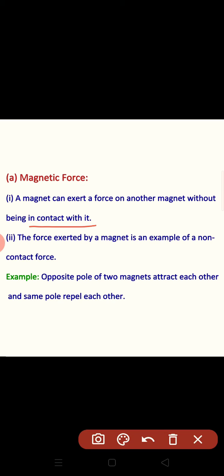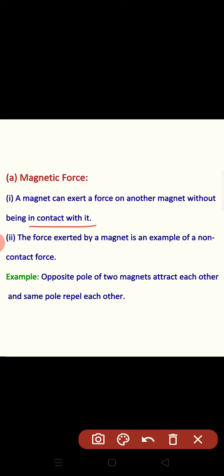A magnet attracts another magnet, or it attracts iron objects. These are examples of magnetic force, because a magnet has magnetism in it. Because of that force, they work, or they attract each other.